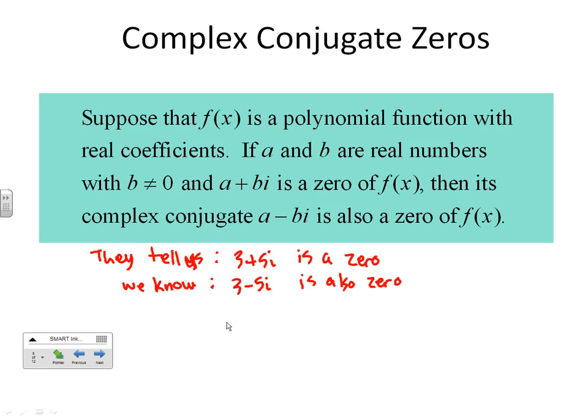So similarly, if they told us like 5i was a 0, then we would know that negative 5i is a 0, because that's like I have a plus 0 in front and a plus 0 in front, and I just change the sign that's in front of i.